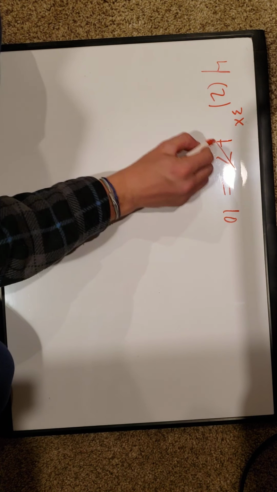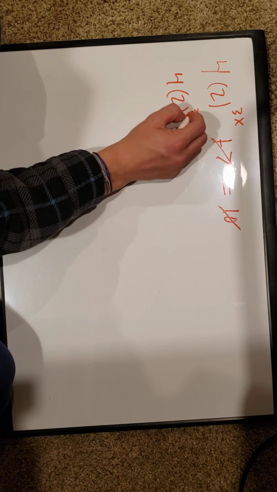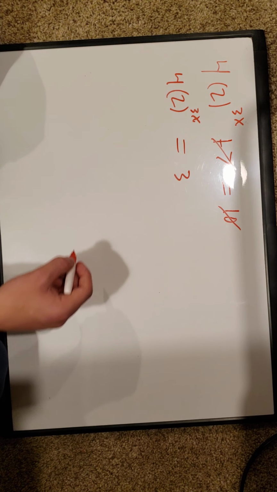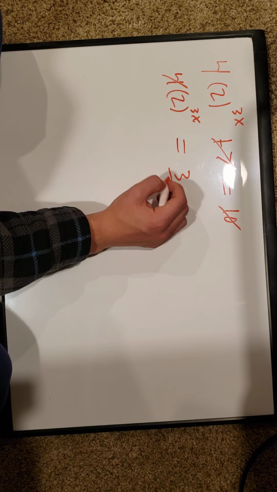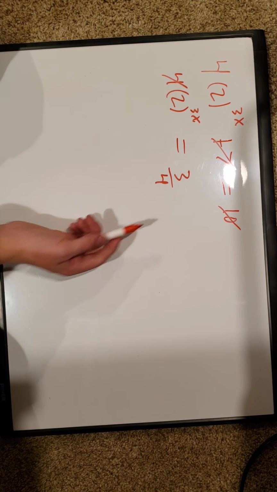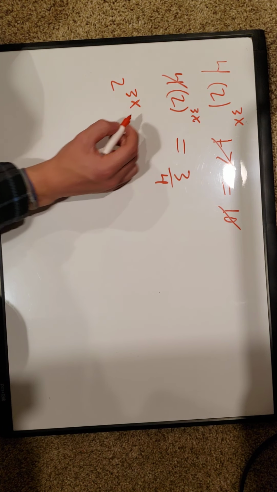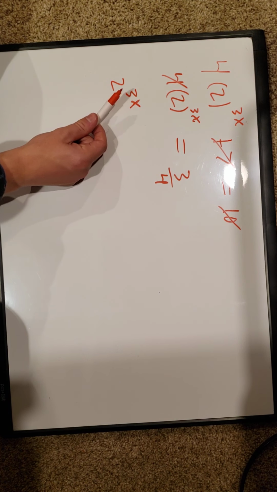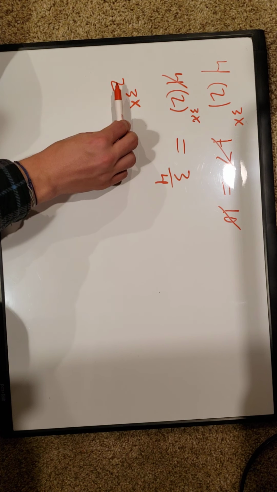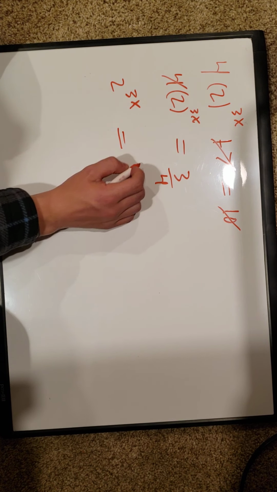First, what we're going to do is get rid of 7 on both sides. So we're going to be left with 4 times 2 to the 3x equals 3. And then what we're going to do is divide both sides by 4. So then we have 2 to the 3x equals 3 over 4. Now, since we've got this 2 on the base, we need to get this x out of the exponent.